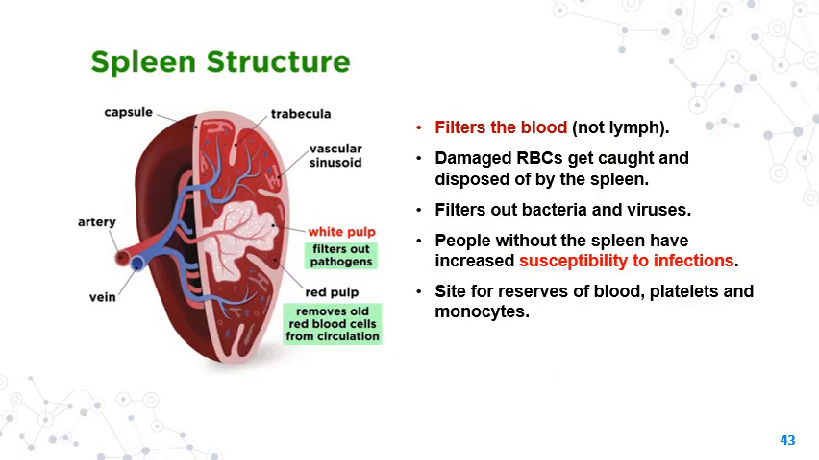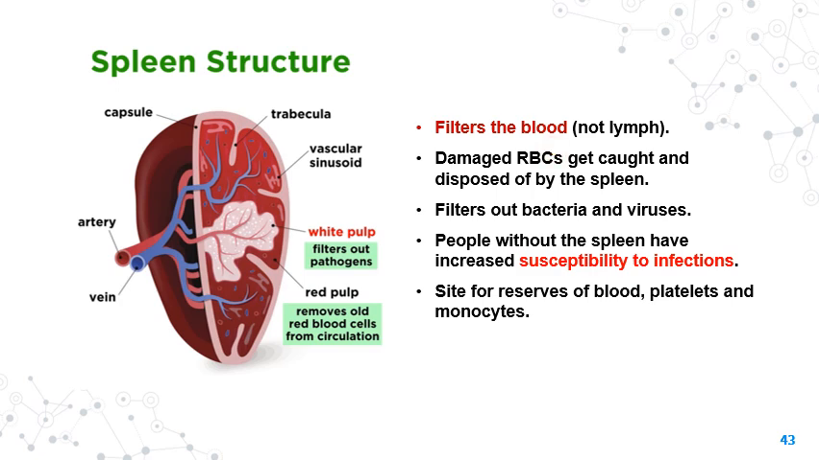Okay, so areas of the spleen. You have a very strong capsule, and also from the capsule, you have the trabeculae, just like you had with your lymph node. So you have the subdivisions, and then you have a different type of organization here. Before I go into organization, I'm just making sure I cover this here.